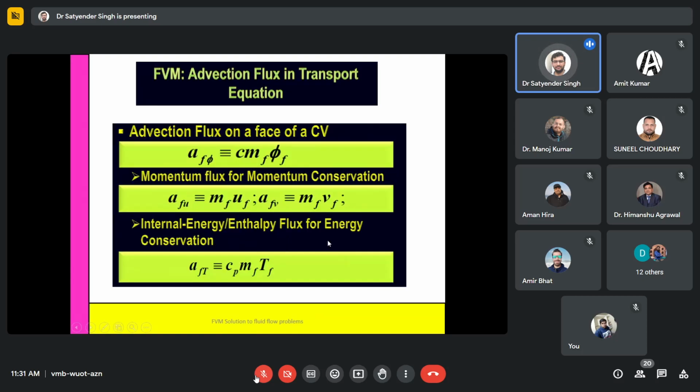So what we did at present, I can use one coefficient representation to represent the momentum flux, the advection flux on a face of a control volume. Then the momentum flux in the momentum conservation can be written like this. And I can use the same representation for the energy equation, where the enthalpy flux is entering and leaving in energy conservation.